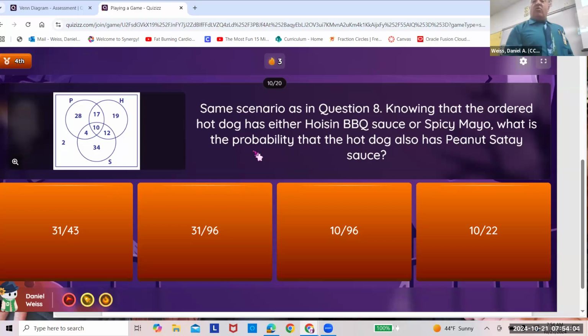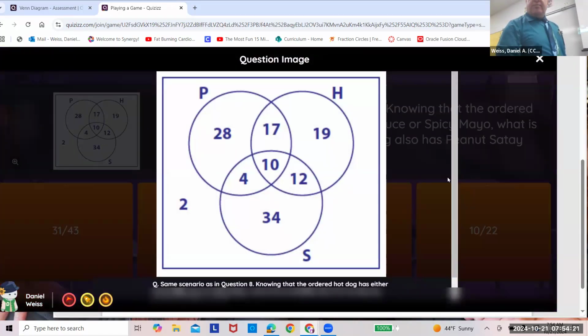Knowing that the ordered hot dog has either the hoisin or spicy mayo, what is the probability that the hot dog also has peanut satay? Okay, so knowing that it has either of these two, okay, what is the probability that it also has, wait.